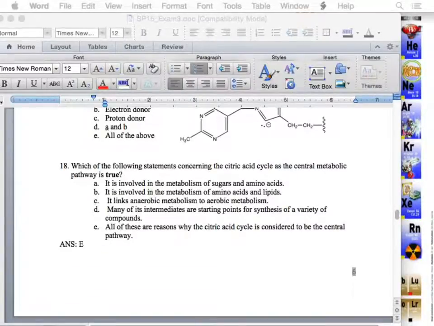Which of the following are true? You can always watch out for me stupidly leaving you the answers. So the answer to this one is that all of these reasons are why the citric acid cycle is considered your central metabolic pathway. Okay.